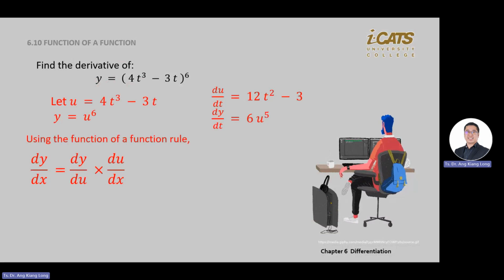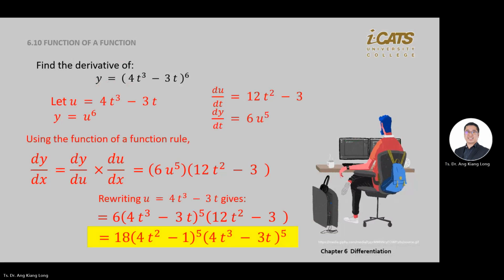This general equation is dy and y and t. So your x becomes t. All the x become t. U is your u. Yeah. All right.